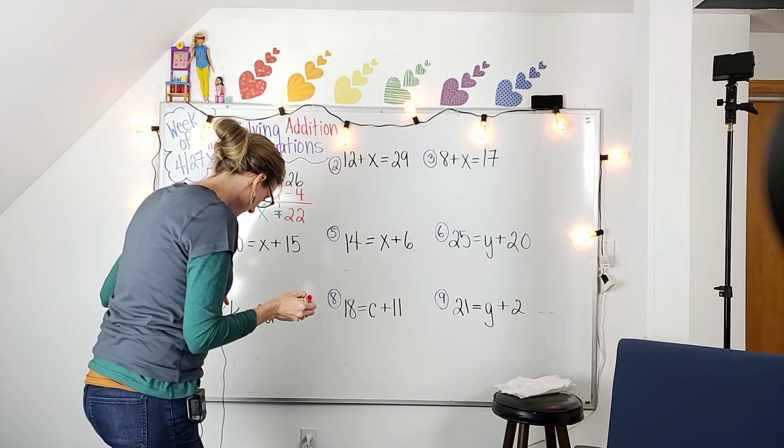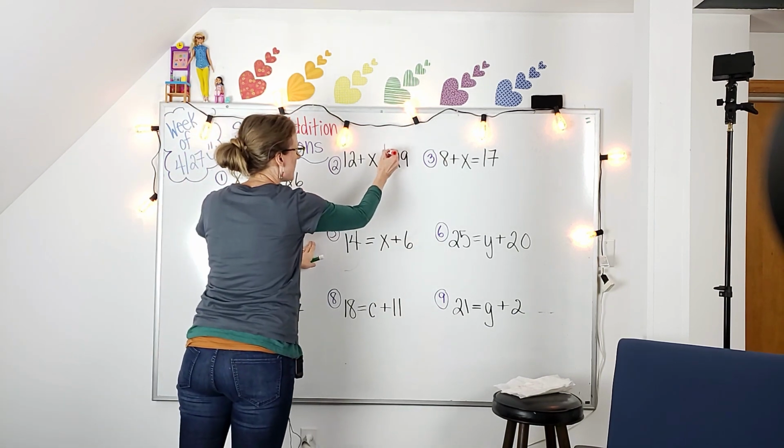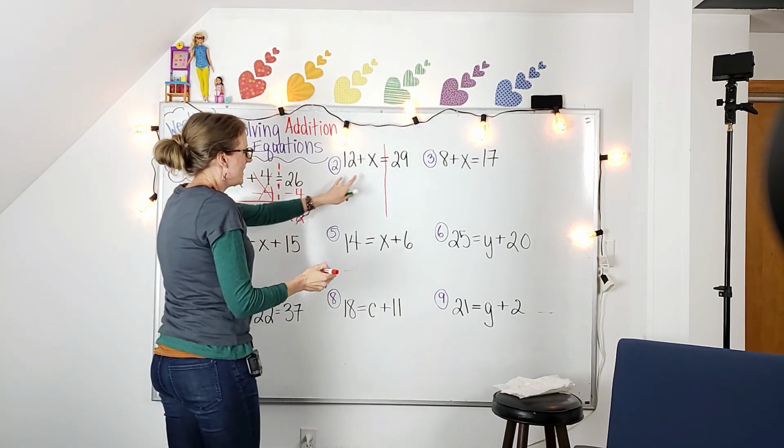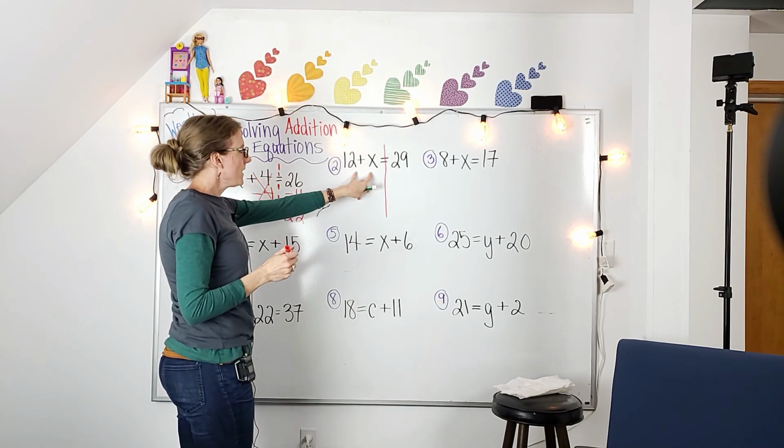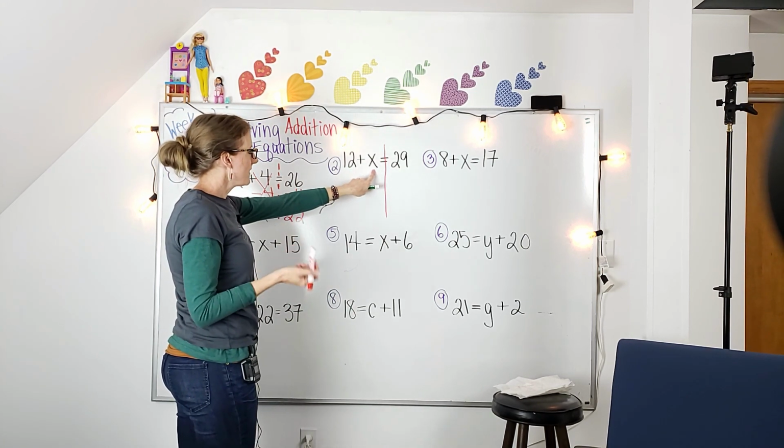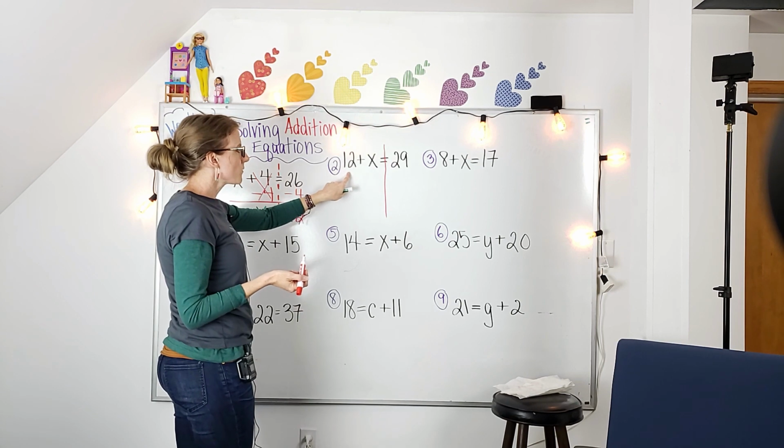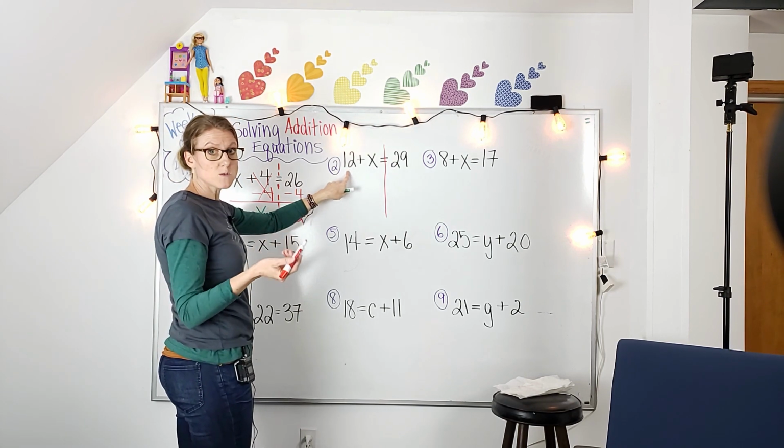All right, number 2, we're going to put in our dividing wall. Now, it doesn't matter the order of the x. This one just happens to be second. That's okay. We want to get rid of that positive 12.